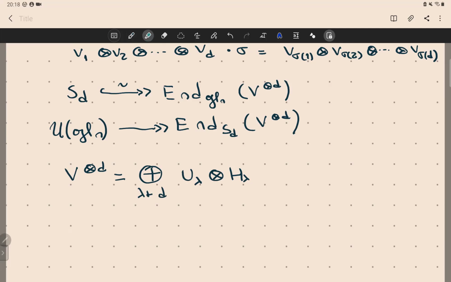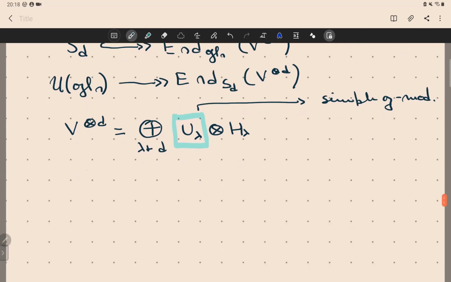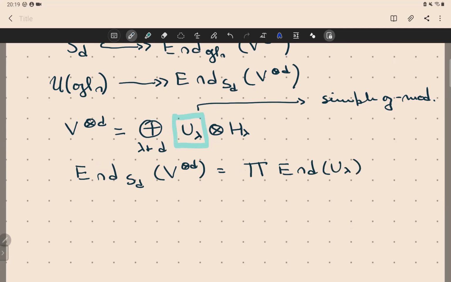Now, it turns out that by Schur-Weil duality, this has to be a simple GLV module, GLN, this is a G module, right? So why is that? Because you can take U lambda, because if you want to compute the endomorphisms over SD, then this is just the product of the linear endomorphisms of the spaces U lambda.